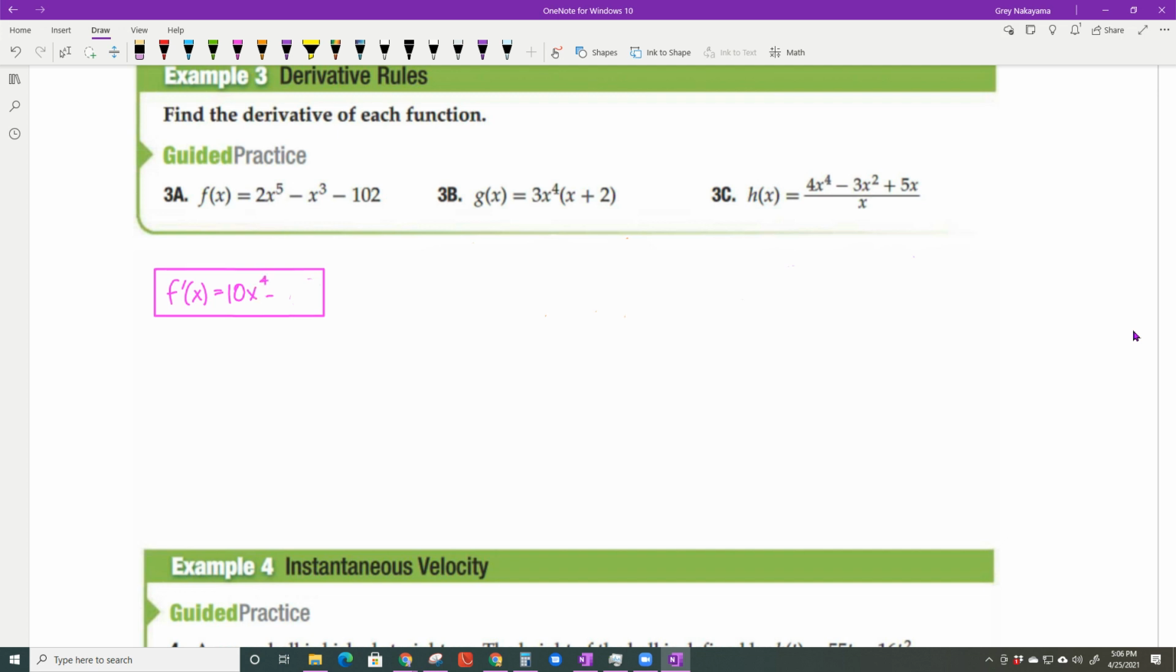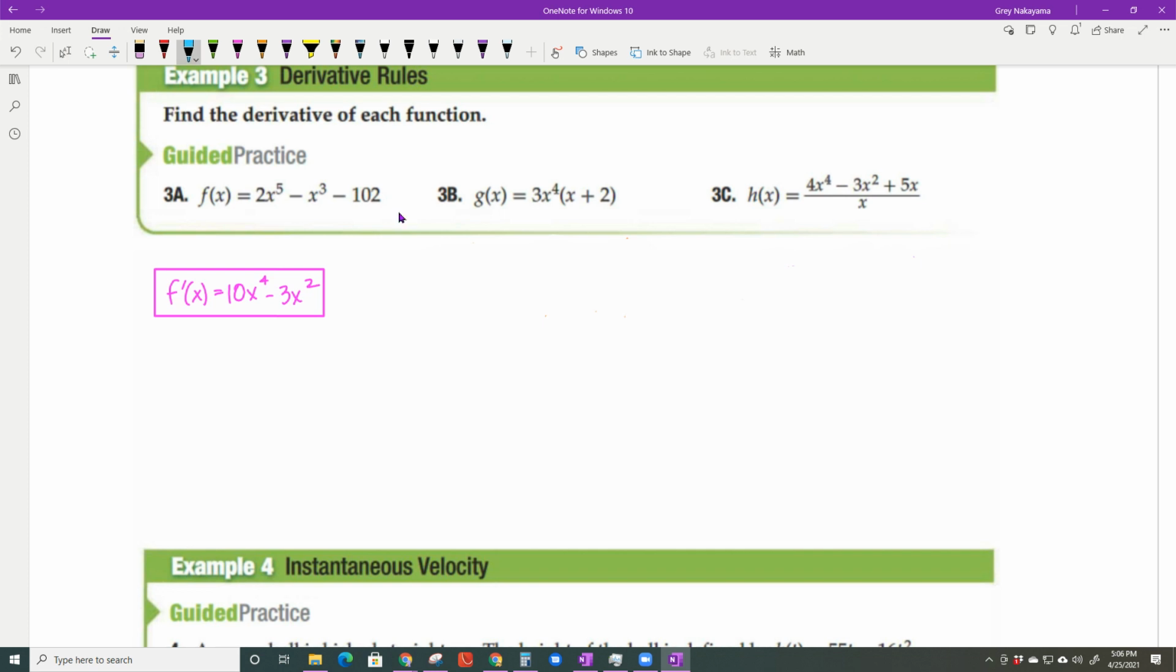And then minus, move my 3 down front. And then 3 minus 1 is 2, so it's going to be x squared. And if you didn't realize it, your constant is x to the 0. That's 102 x to the 0. So when you take the 0 down and multiply it by the 102, it's gone. So anytime there's no x, it goes away on the next level when you find the derivative.